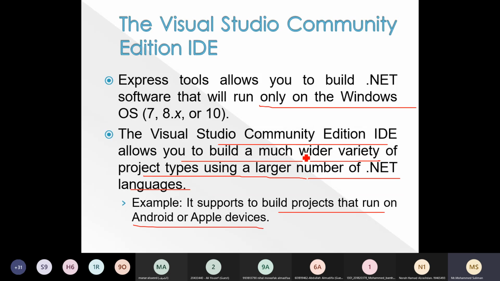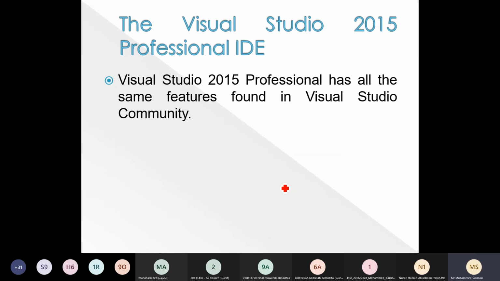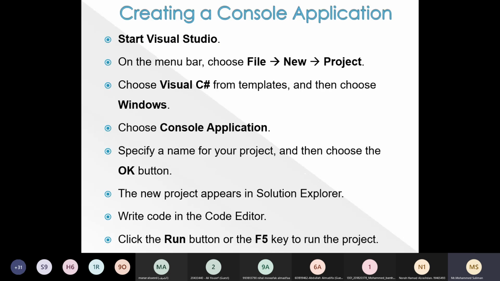That is, mobile applications. If you are looking for mobile applications, you can use this Visual Studio Community Edition. Visual Studio 2015 Professional IDE you can use. Now I think you will get the 2019 edition of Visual Studio. You can use that to build applications, right?